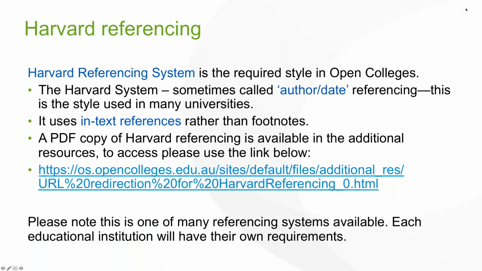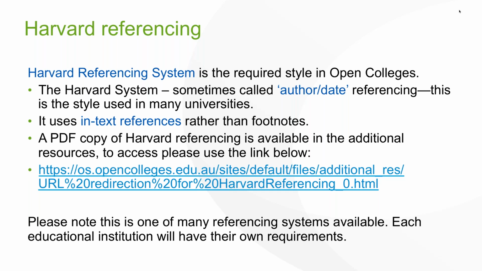So when it does come to referencing, the Harvard referencing system is the required style at Open Colleges, and it's sometimes called author and date referencing. This is a style that's used at many universities. So if any of you have ideas of potentially moving into tertiary education at a later stage, it's good to get into the habit of referencing now.